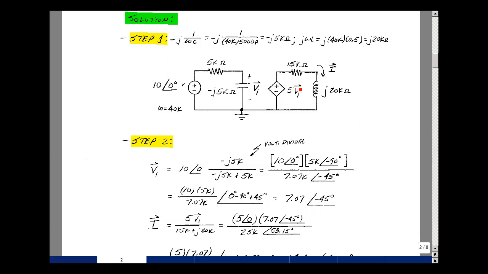The current in here is going to be this voltage, 5V1, divided by the total impedance, which is 15k plus j20k. Okay, let's put this into polar form. This is really 5 at angle 0. V1 was 7.07 at angle minus 45. And then again, punching this in my calculator, I get a magnitude of 25k and an angle of 53.15.